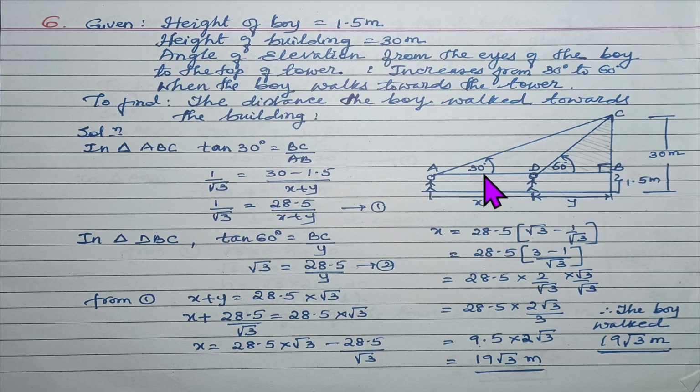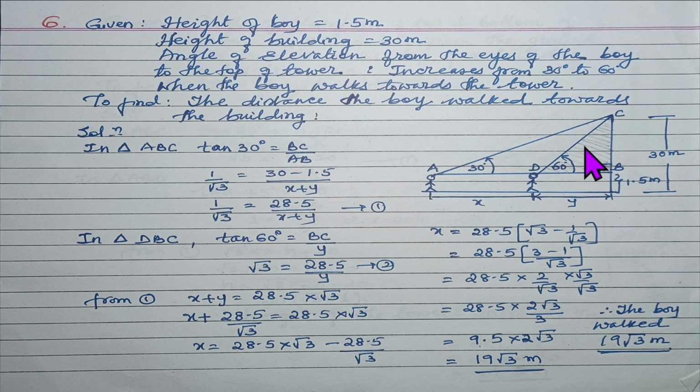x plus y. The distance which the boy walks is taken as x, and the distance from the new position of the boy to the foot of the building is taken as y. So the total distance will be x plus y. So it is 30 minus 1.5 divided by x plus y, that is 28.5 divided by x plus y, that is equation number 1.